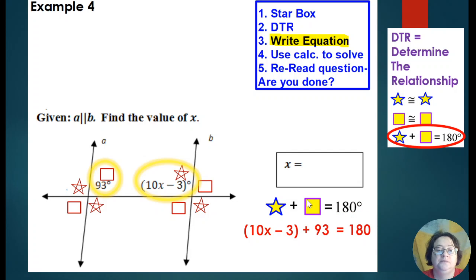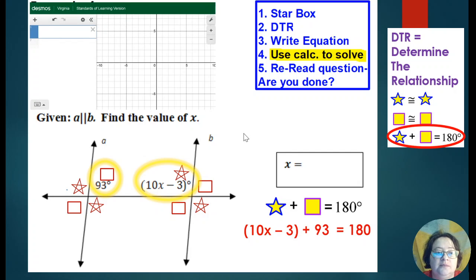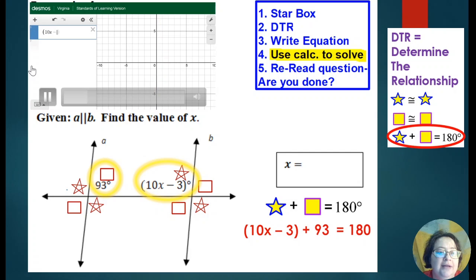Now, I can plug that into Desmos. But first, we are using our calculator to solve. So our calculator in this case is Desmos. We're going to bring up Desmos, plug that in, and solve for x. So I bring up Desmos in a tab, and I type out here my equation just like I wrote it on my paper. 10x minus 3 in parentheses plus 93 equals 180.